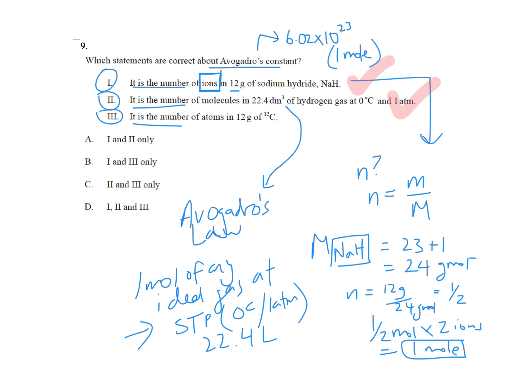All right, anyways, moving on to 3. Here we go. It is the number of atoms in 12 grams of carbon-12. Well, that is by definition 1 mole, because remember, carbon-12 has a mass of 12, which means there's 12 grams in 1 mole of it. So if you have 12 grams, you have 1 mole, and thus the answer is D. All 3 of them are satisfying that condition.